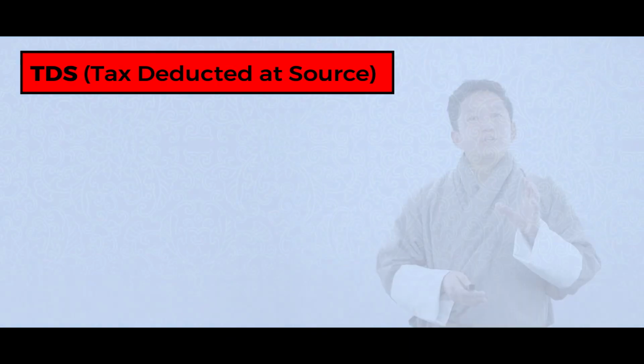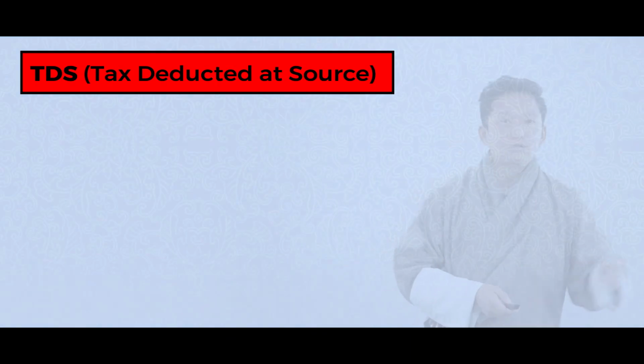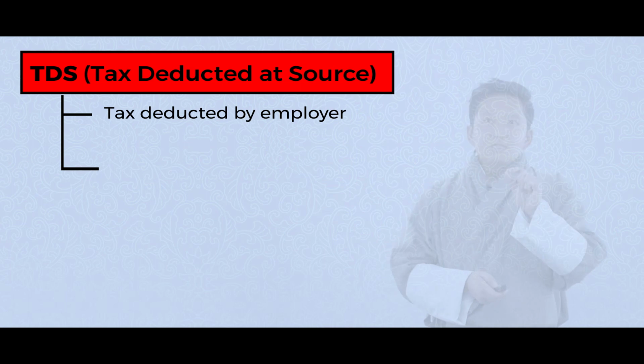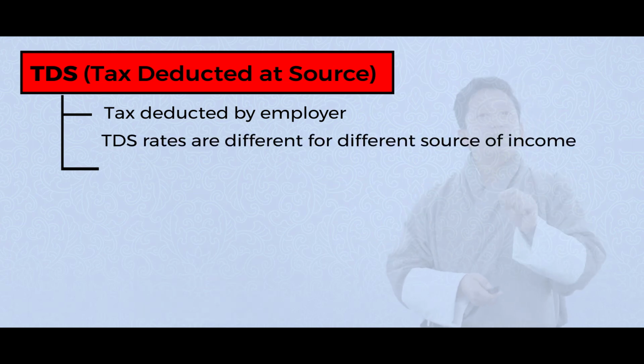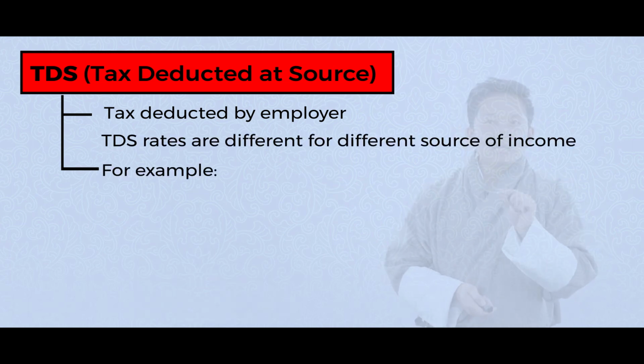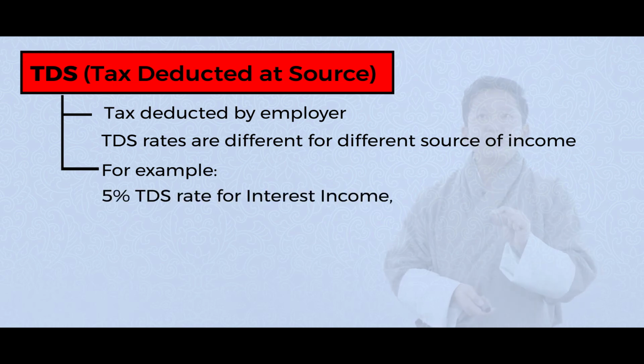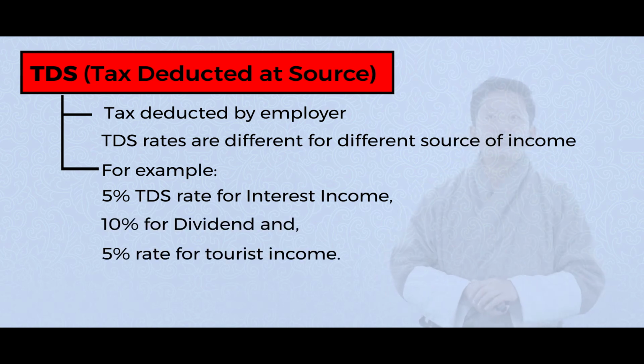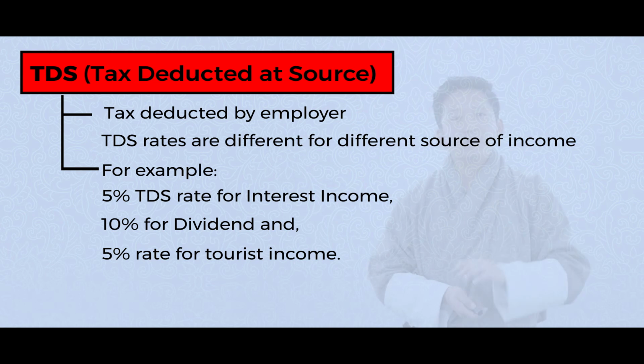In order to reduce the burden on the taxpayers, the tax is deducted at the source. That is called TDS, tax deducted at source. So these TDS are of different rates. The first type is a 5% TDS rate for interest income and 10% for dividend. 5% rate for tourist income. So if your income is from tourists, you are liable for 5% tax.